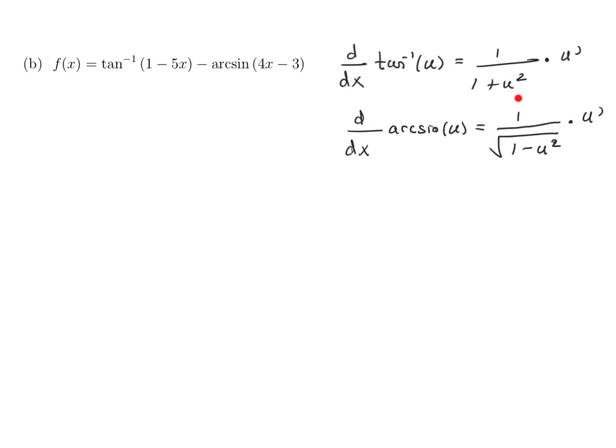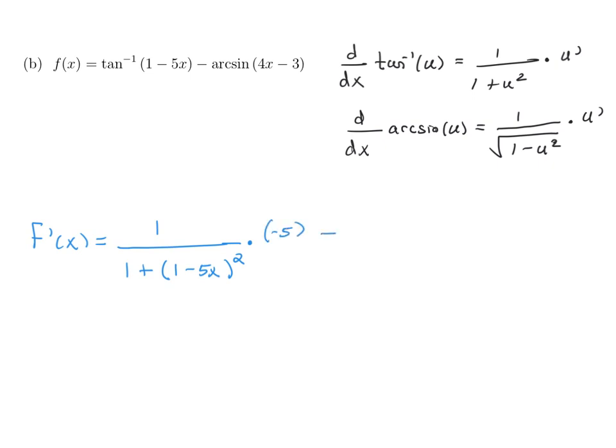So referring to these two rules here, if you'd like to find f prime of x, for tangent inverse, it is 1 over 1 plus whatever is composed in the function squared, and that is 1 minus 5x. Now by the chain rule, you have to multiply by the derivative of whatever is just in here. 1 goes to 0, minus 5x goes to negative 5, and so I'll put minus 5.